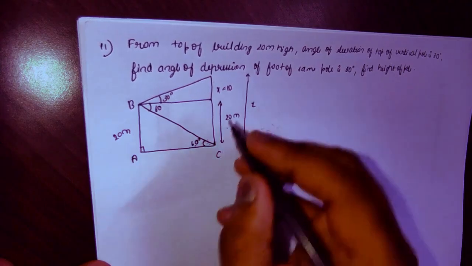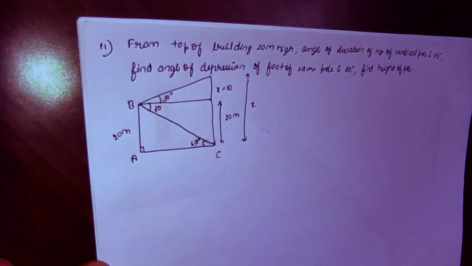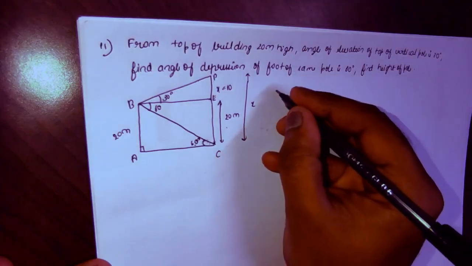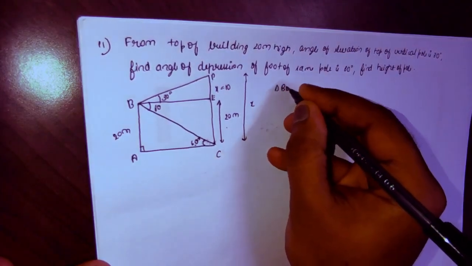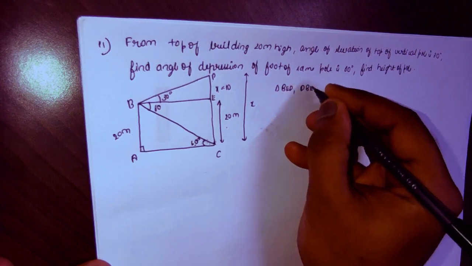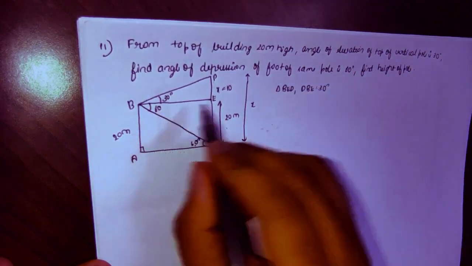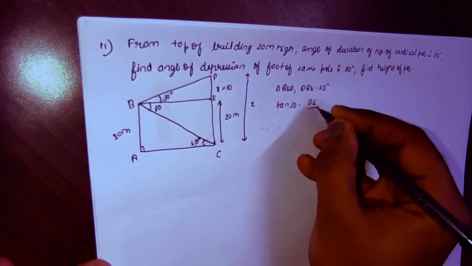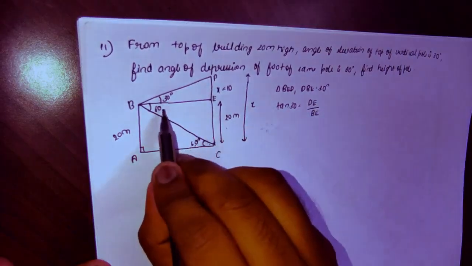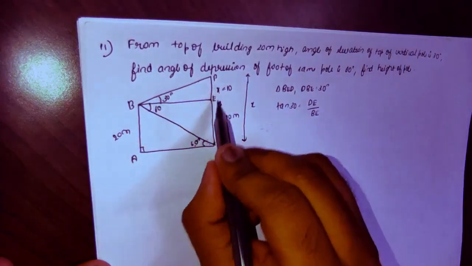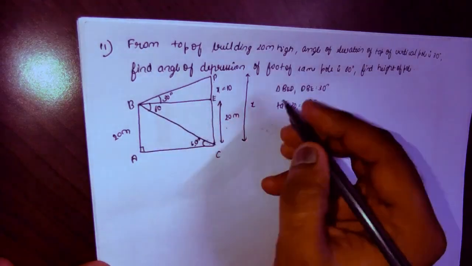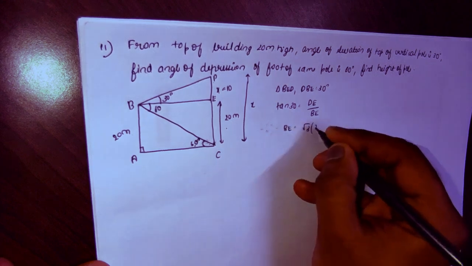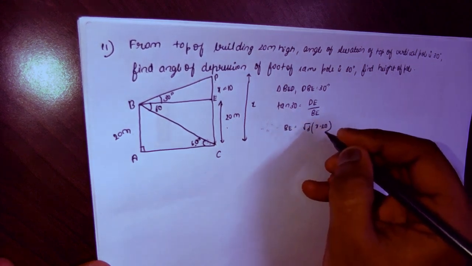We'll first consider triangle BED. We'll consider this as E and this as D. In triangle BED, angle DBE is 30 degree. We know the angle of elevation is given as 30 degree. Tan 30 is equal to DE by BE, that is opposite by adjacent. Opposite is DE, adjacent is BE. When you substitute the value, we will get BE is equal to root 3 into x minus 20.